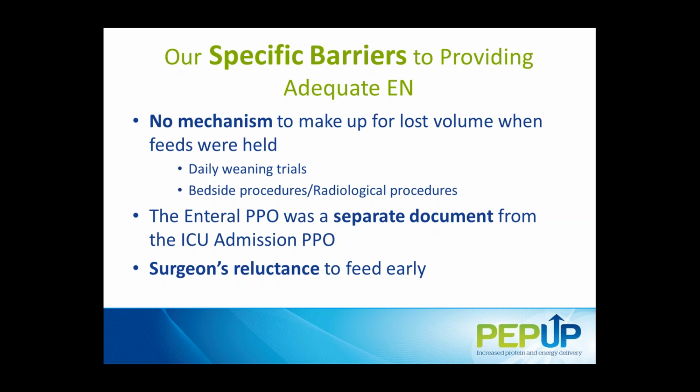The enteral preprinted order was a separate document from the ICU admission preprinted order. I'm a little bit ashamed to say that we're still a paper-based institution. We don't have an electronic medical record as of yet, so we're still printing off admission orders. In the chaos of admitting a new patient to the ICU who's crashing, and the unit clerk's trying to get that ICU admission order printed off, the enteral pre-printed order would often get missed. Since then, we've linked those two documents so that they print out together.